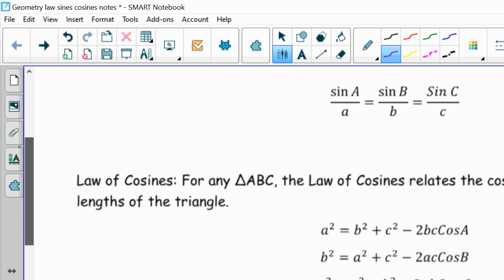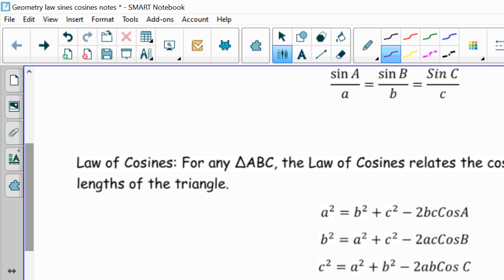The law of cosines, again in triangle ABC, relates the cosine of each angle to the side lengths of the triangle. So again, we'll label our side lengths opposite the angles. We have three different laws of cosines. The first one says a squared equals b squared plus c squared minus 2bc times the cosine of angle A. And then we have b squared equals a squared plus c squared minus 2ac cosine of B. And finally, c squared is equal to a squared plus b squared minus 2ab cosine of C. Remember, the lowercase a, b, and c refer to side lengths.